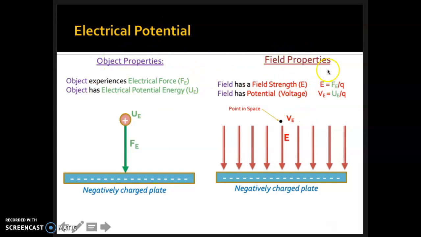Now let's look at the properties of the field with no object there at all. There's still a field, and the field lines point down because they always point the direction a positive charge would go. The field strength is the force divided by charge, and the potential or voltage is the potential energy divided by charge. Same idea as with gravity.